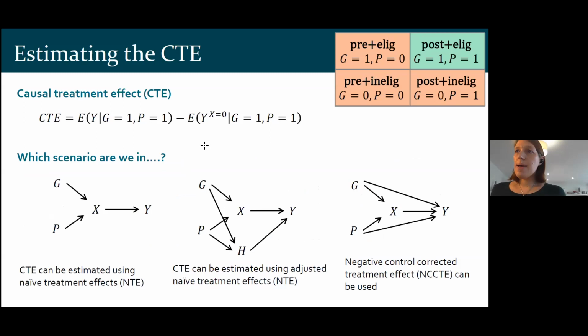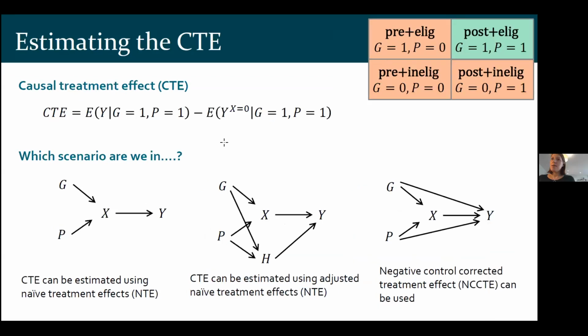So going right back to where we started, I've considered these three scenarios that we might be in. In this DAG on the left, that causal treatment effect that we want to estimate can be estimated using those naive treatment effects, either using a genotype comparison or a time period comparison. If we have these measured variables H, through which G and P act on the outcome, then we can use standardization to deal with that. If we're in this third scenario, then we can make use of negative control outcomes to obtain an unbiased estimate of the causal treatment effect through this negative control corrected treatment effect.